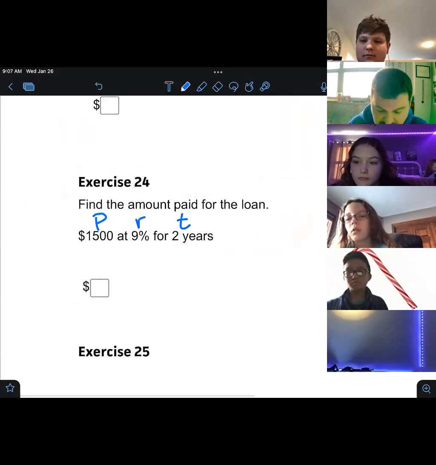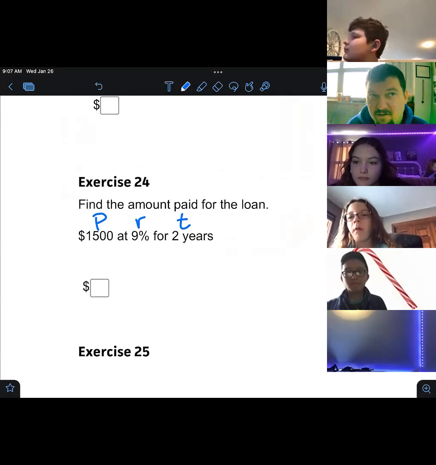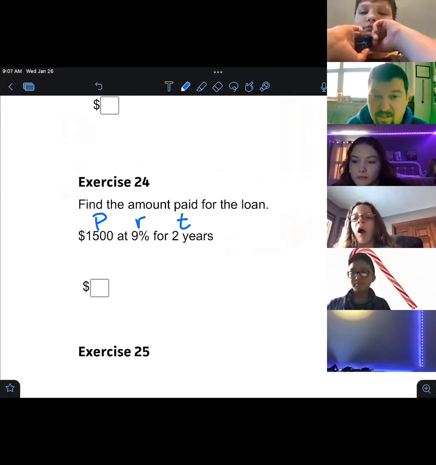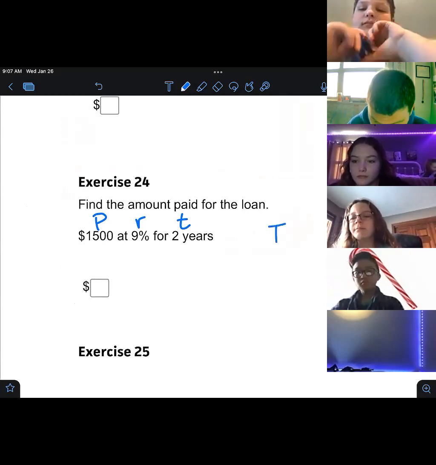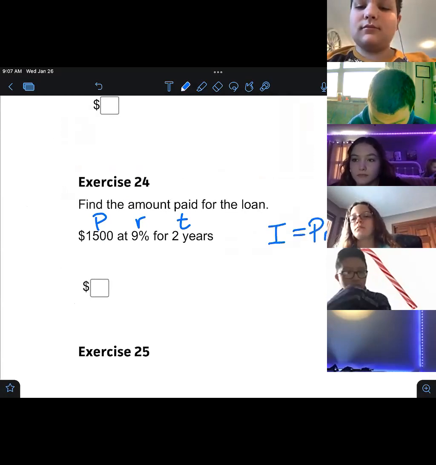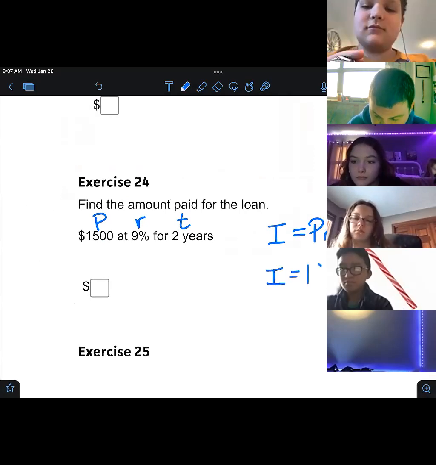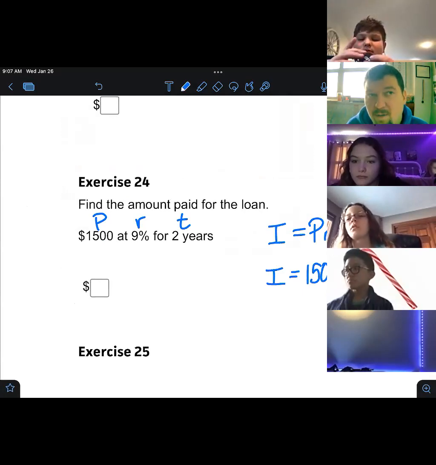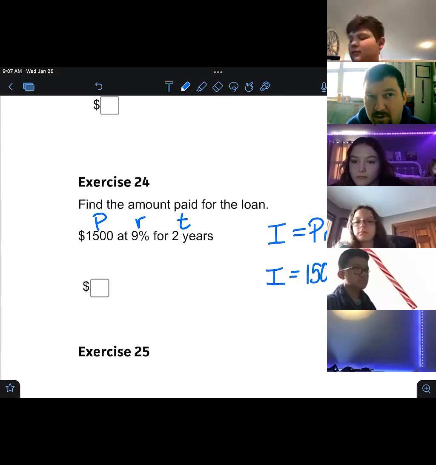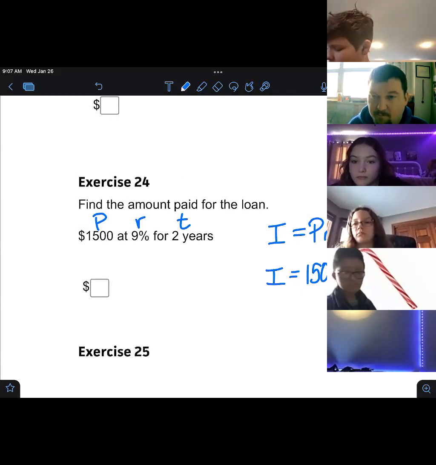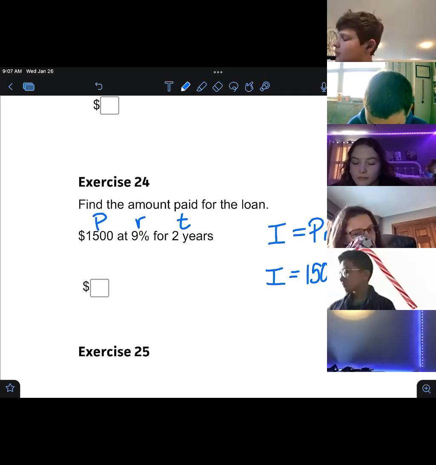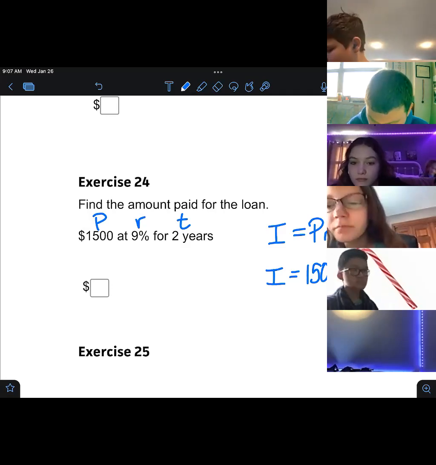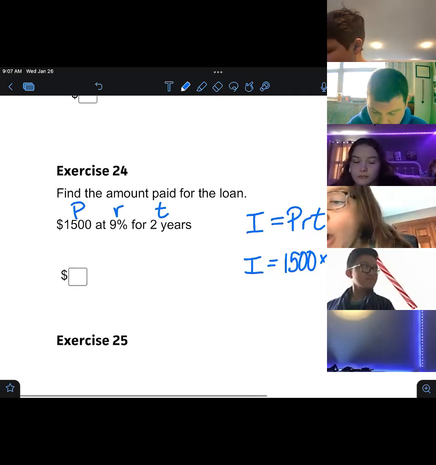If I'm going to find the amount paid on the loan, I first have to find out what the interest is that I'm going to pay on the loan. So my interest formula is I equals PRT. I have nothing to plug in for I, but I can plug in $1,500 for P. Ella Rawlings, what would I plug in for R? What decimal am I going to use? 0.09. Perfect. And then we're going to use 2 years for our time.